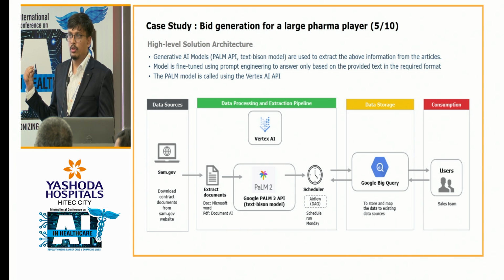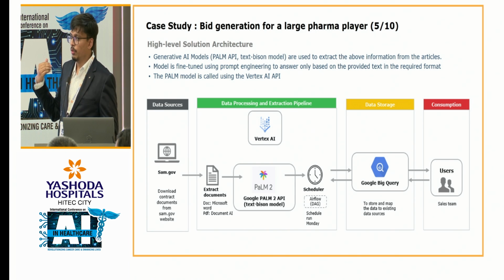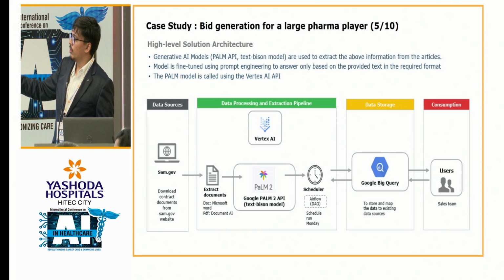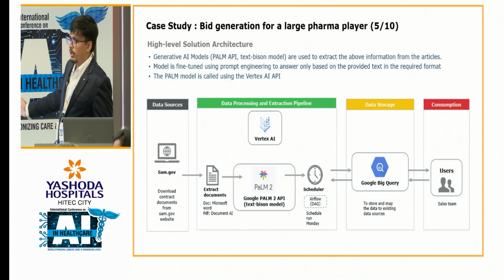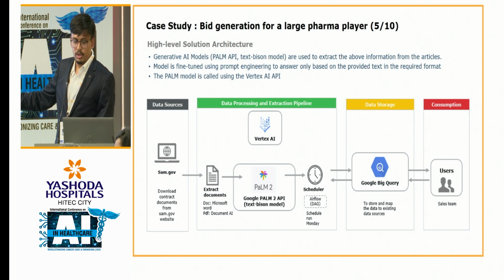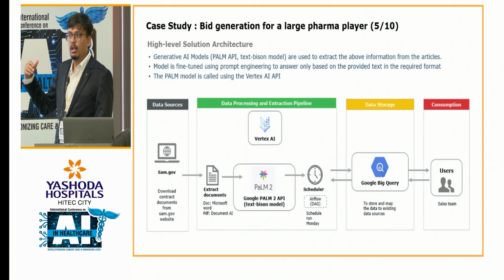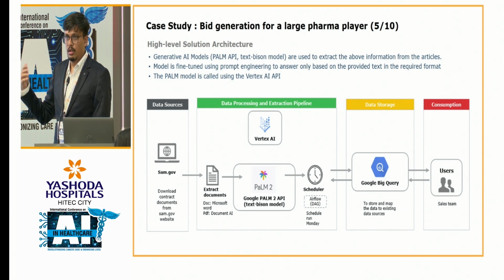So this is a high-level solution architecture, from a tech implementation point of view. On the left, you have your data sources, that is sam.gov. Then you have data processing, data storage, and consumption. In the data processing pipelines, the first step is to extract documents, then go through the PaLM 2 API. PaLM 2 API, I think, is now Gemini. Effectively, it is the intelligence, the brain behind the models.